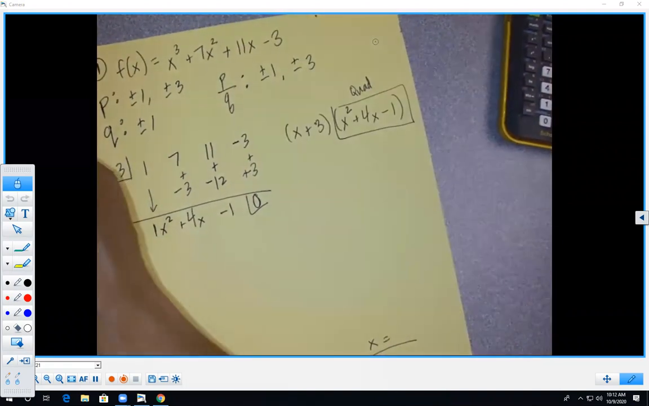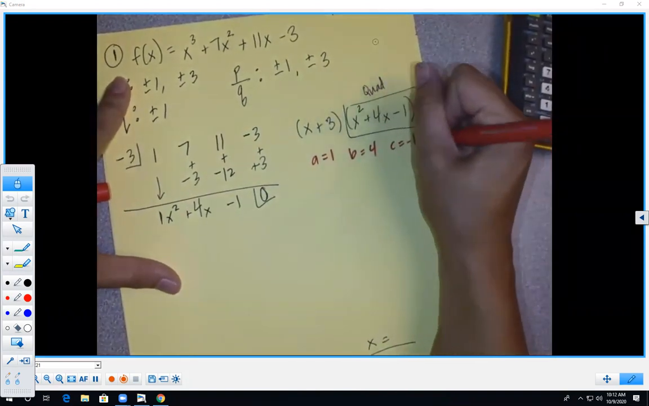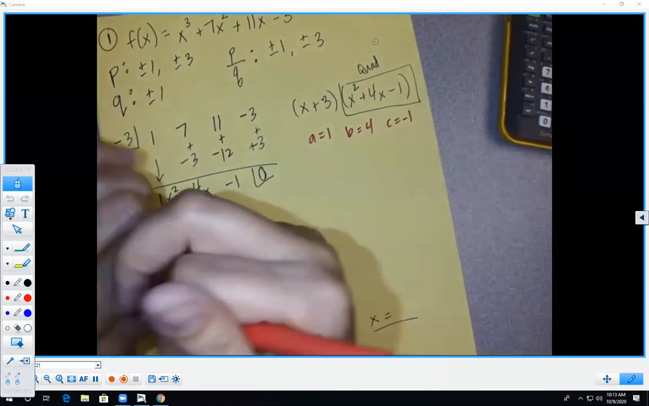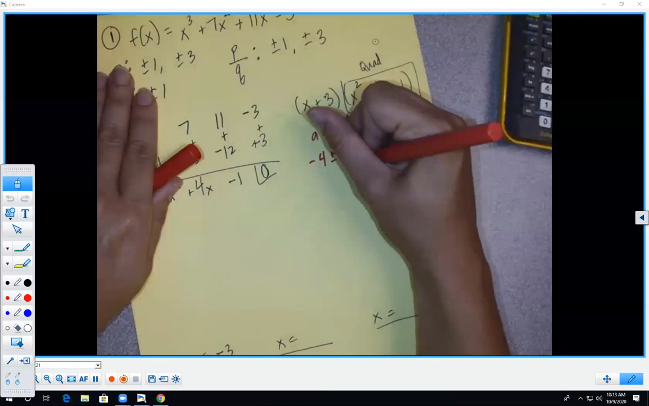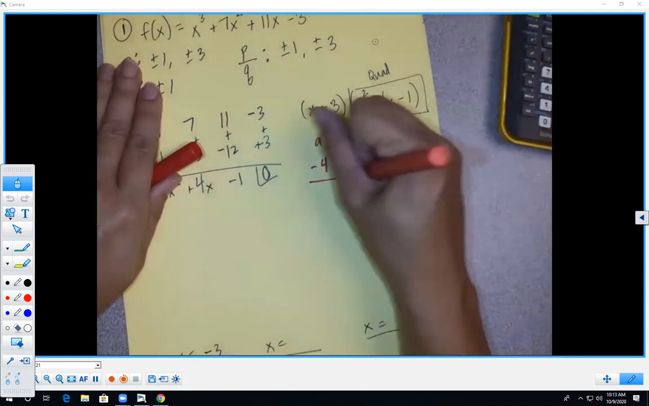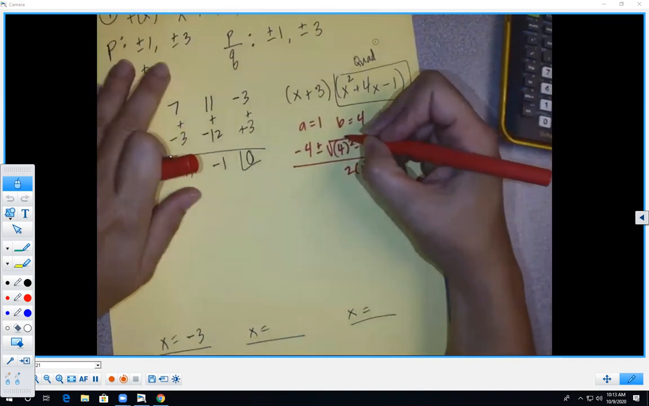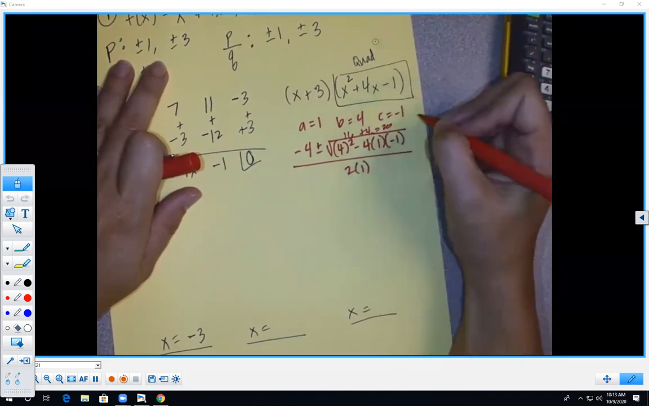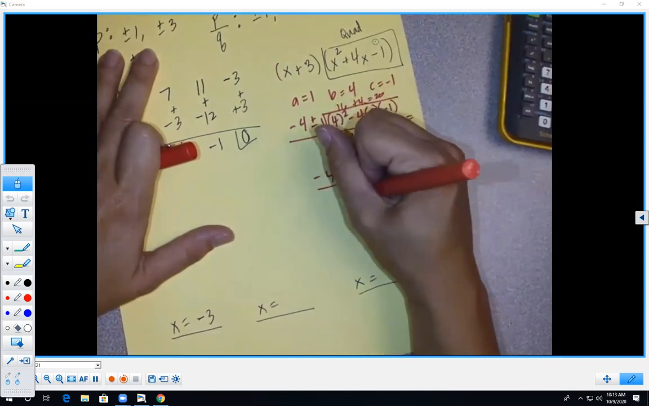So my A, I'm going to do a different color here. A is 1, B is 4, C is -1. So negative B, -4, plus or minus the square root of B squared, so 4 squared, minus 4 times 1 times -1, all divided by 2 times 1. 4 squared is 16. -4 times 1 times -1 is +4, so that's 20. So I get -4 plus or minus the square root of 20 over 2.